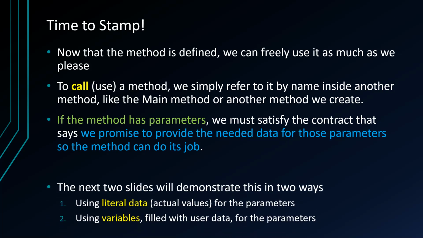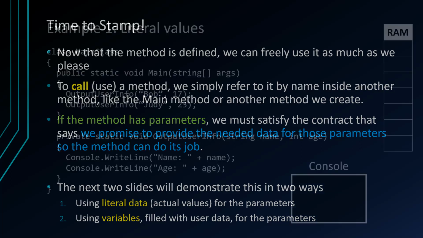The next two slides are going to show us how to do this, and I'm going to do this using two different methods. The first method is giving the parameters values using literal data, actual numbers and words, things like that. Whereas the next one is going to use variables. We're going to see the difference between the two, and I'm going to show you how the memory changes as we go through this.